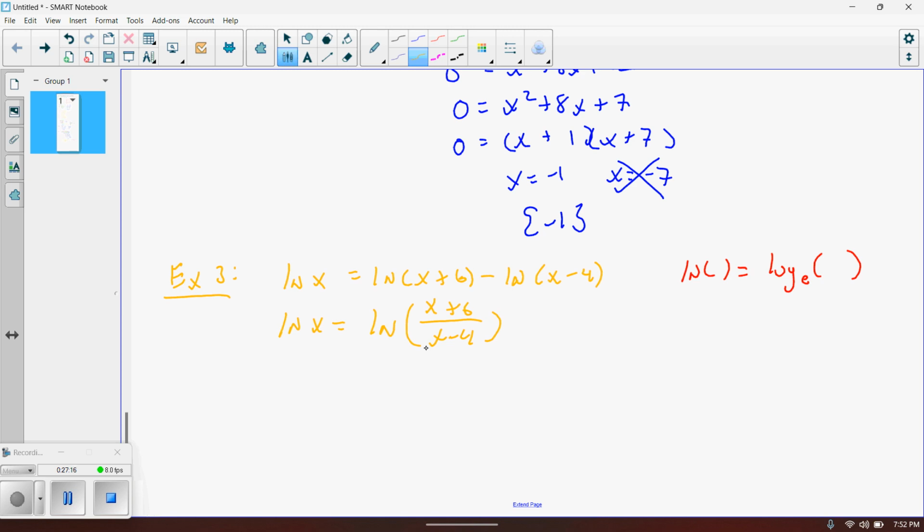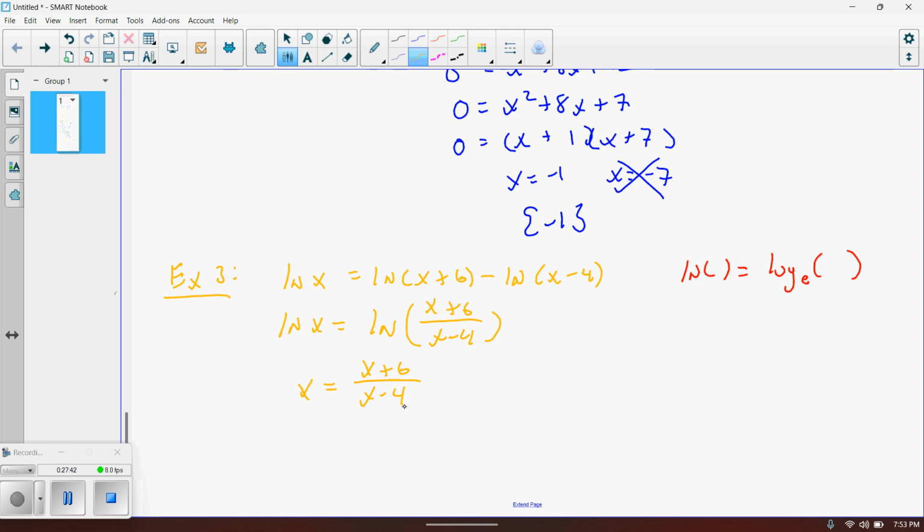So now what we have is the natural log of something on the left equals the natural log of something on the right. Because it's just one natural log equaling another natural log, we can then say that the arguments must be equal to each other. So again, we are not canceling out the natural log. Don't cross them out. That's not what you're doing. You're just taking the argument and setting it equal to the argument on the other side.